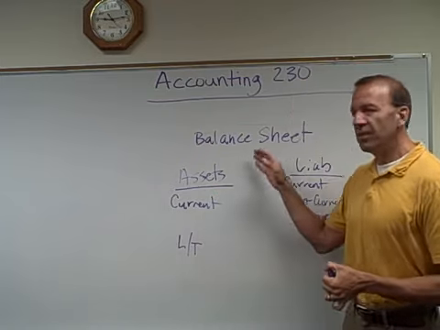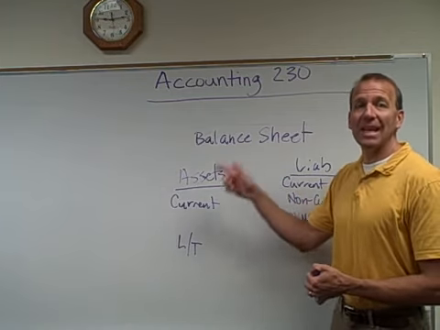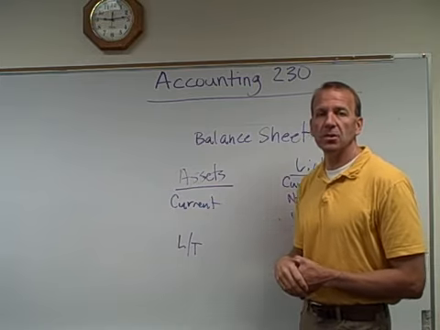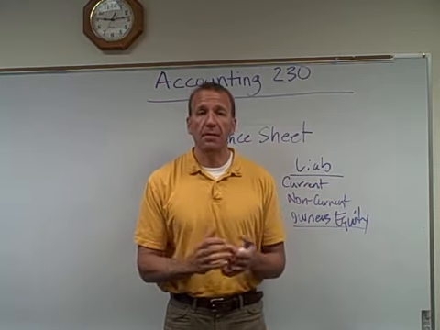All right, so this is the balance sheet. Assets equal liabilities plus owner's equity. This is the accounting equation that's within this balance sheet. Okay, the next video we're going to go over the income statement, which shows the profit of the company.